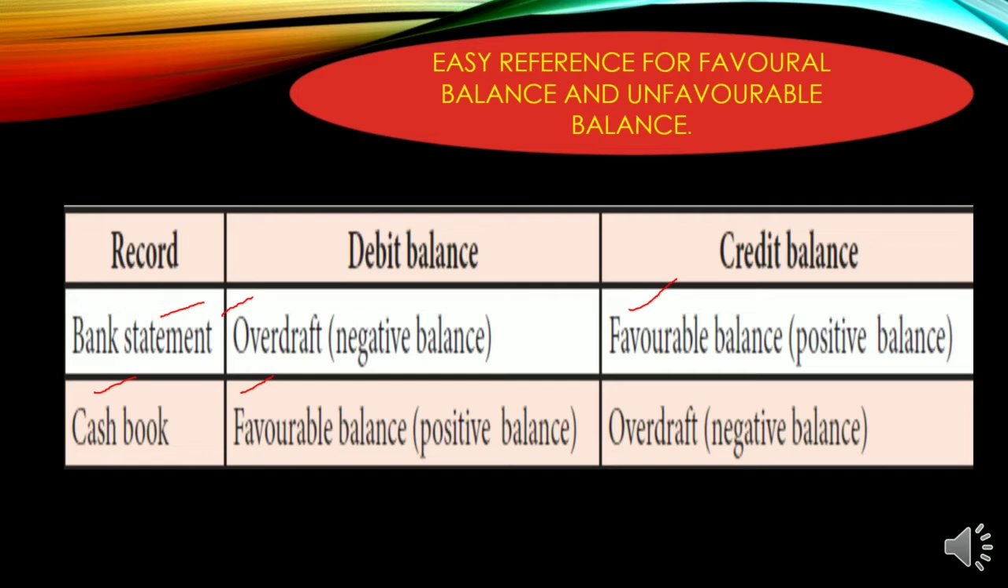And next I go to the cash book. For the cash book, the credit side is the overdraft; it is like a cross, we can say that. So it goes like that. In the bank statement, credit is the favorable balance, and for cash book, debit is the favorable balance. For the bank, the debit side is an overdraft balance, and for the cash book, the credit side is an overdraft.